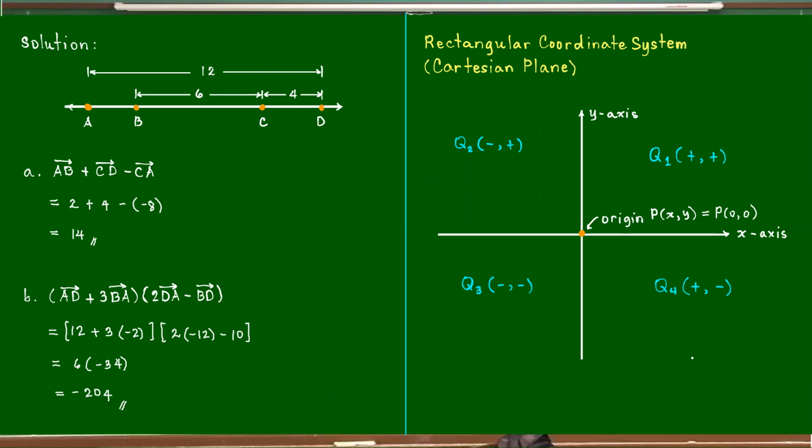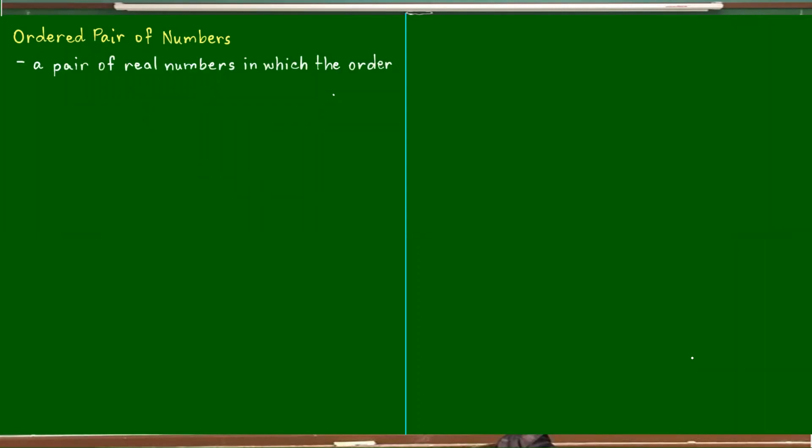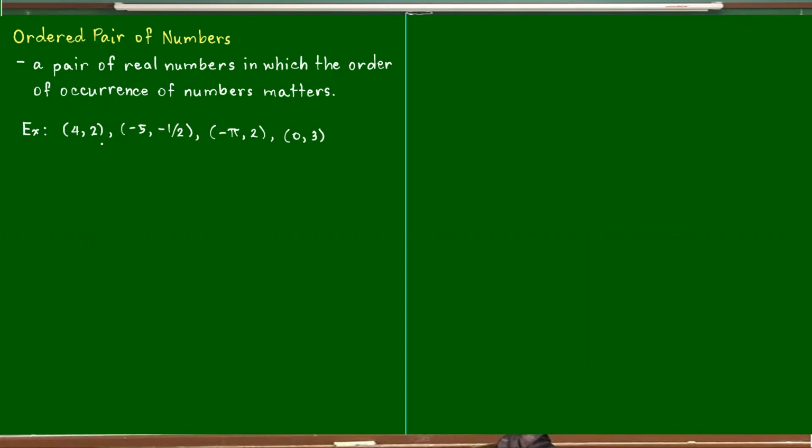Okay? We can plot points. We can even draw figures in this Cartesian plane. But before we can talk about that, we recall what we call an ordered pair of numbers. From algebra, how do we define this? It is a pair of real numbers in which the order of occurrence of the numbers matters. For instance, 4, 2 is an example of an ordered pair. Negative 5, negative 1/2; negative pi, 2; 0, 3. These are examples of ordered pairs of numbers.